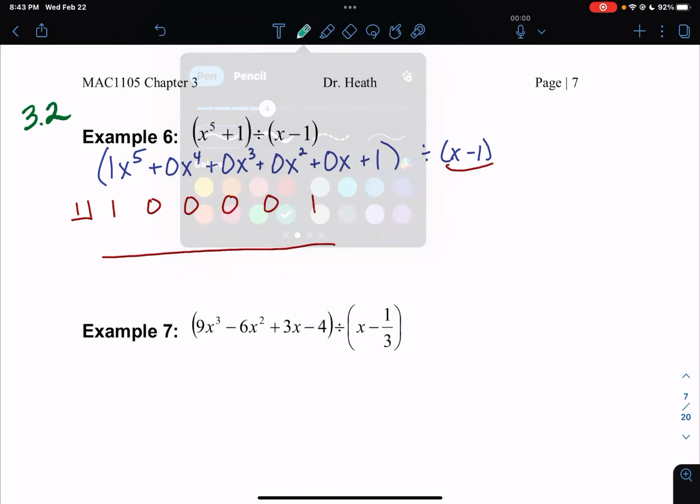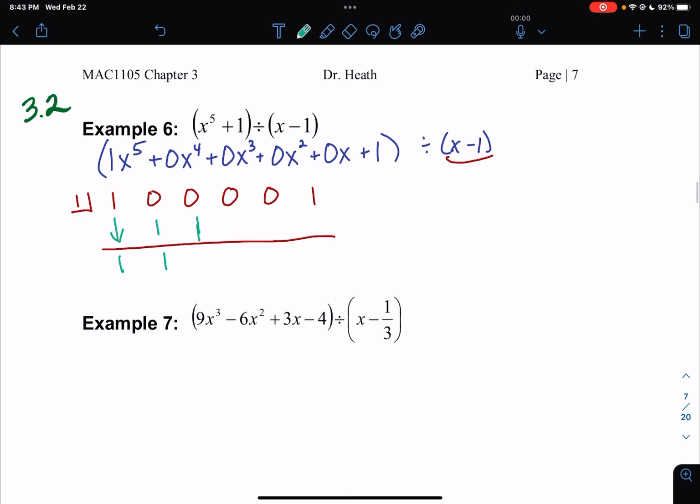We always bring down that first coefficient, 1, the leading coefficient, and we multiply all the numbers below the line by the number that's in the box. 1 times 1 is 1, and then we add all the numbers above the line, 0 plus 1, to get 1. We continue this pattern. 1 times 1 is 1. And 0 plus 1 is 1. 1 times 1 is 1 again. 0 plus 1 is 1. 1 times 1, 0 plus 1, 1 times 1. And 1 plus 1 is 2. That last number in your synthetic division calculations is going to be your remainder.